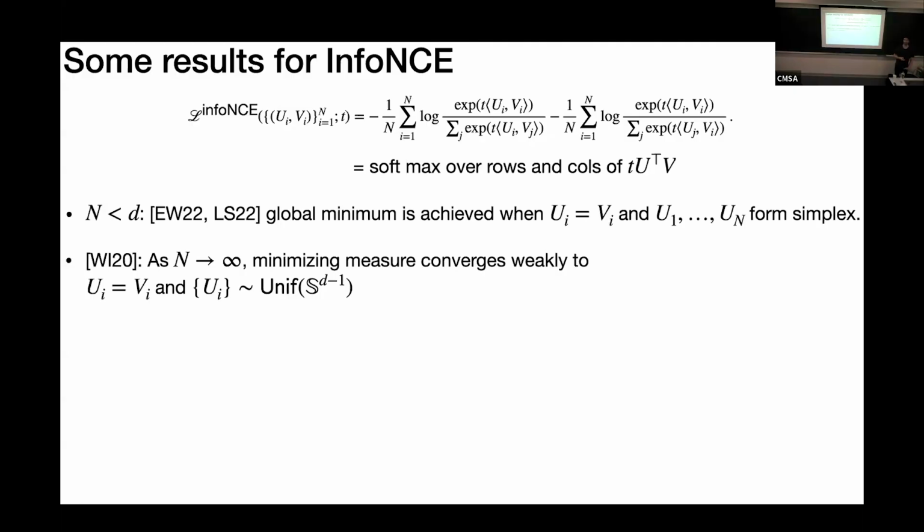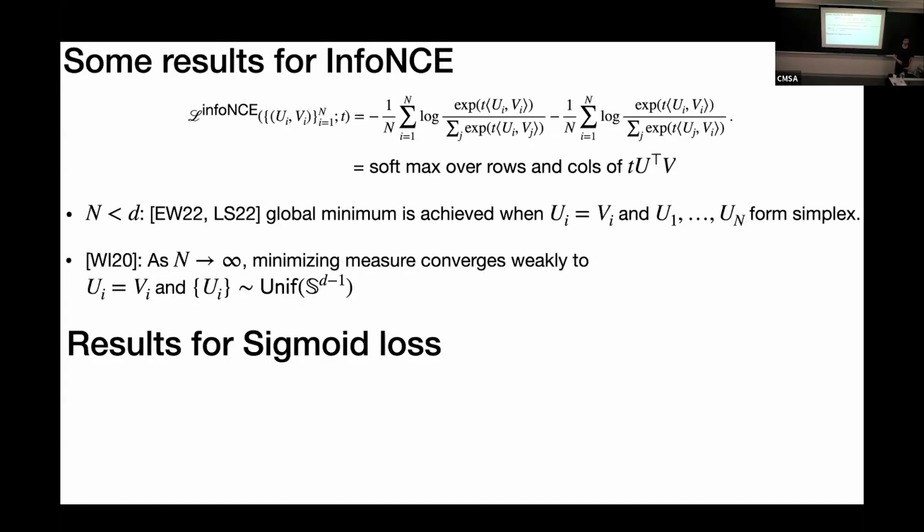In the completely opposite regime, when n goes to infinity, the number of points goes to infinity, a result of Isola shows that the measure of the points, if you look at the kind of discrete measure, converges to, again, u_i equal to v_i. So again, the representations collapse, and they're now uniform on the sphere. Okay, so this is most of the theoretical results for InfoNCE in terms of what sort of objects we get. There's results for sigmoid loss.